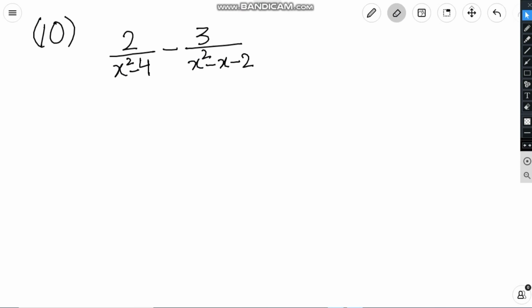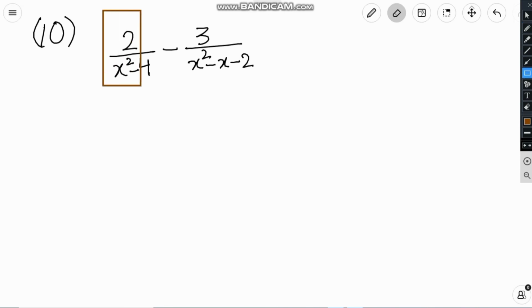So this is our final example. After solving this example, you may get the idea how you can solve any type of rational expressions having the same or different denominator. I hope that you got the easiest method to solve rational expressions or simple fractions having the same or different denominator. So let's move towards the solution of our question.